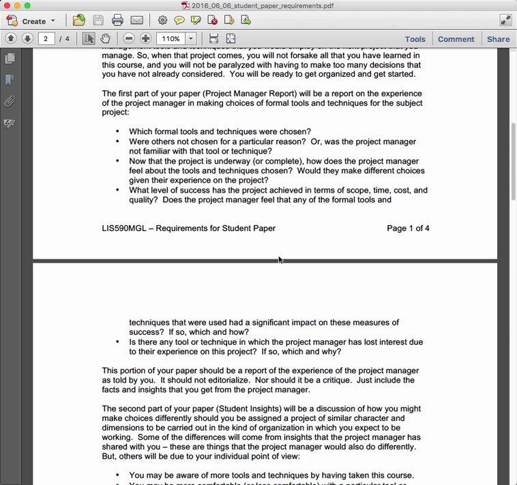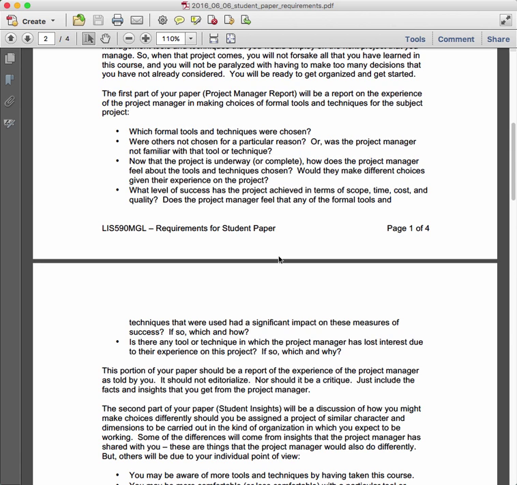So in the first part of your paper, you're going to be doing a project manager report. That's going to be a report back on what you found out from your manager. And we're going to want to know what choices they made for formal tools and techniques on the project, what they chose and why, what they decided against and why. How do they feel about the choices that they made? Would they make them any differently?